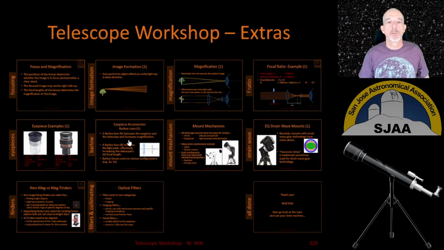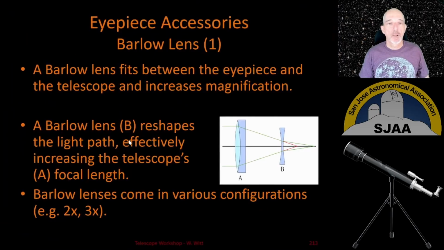Let's talk a little more about Barlow elements. This is related to eyepieces, and I consider these eyepiece accessories. We said a Barlow lens is a thing that fits between the eyepiece and the telescope and increases magnification. The way it does that is by reshaping the light path to effectively increase the telescope's focal length. And this diagram illustrates that.